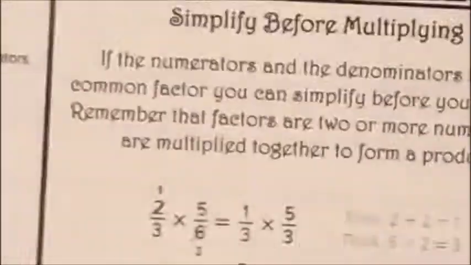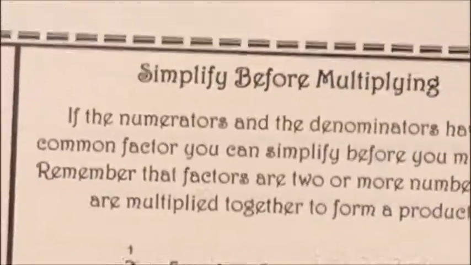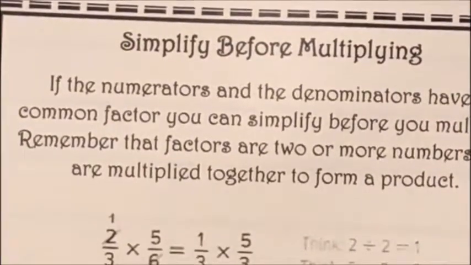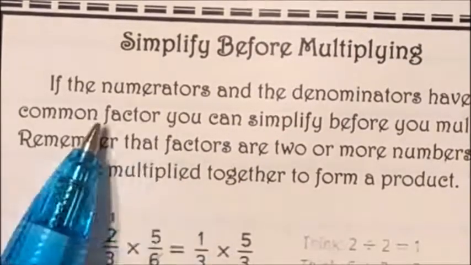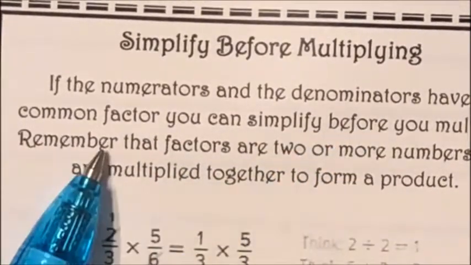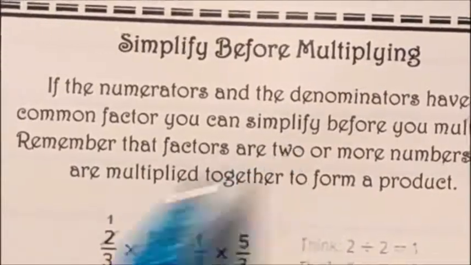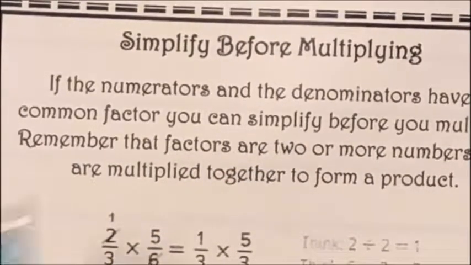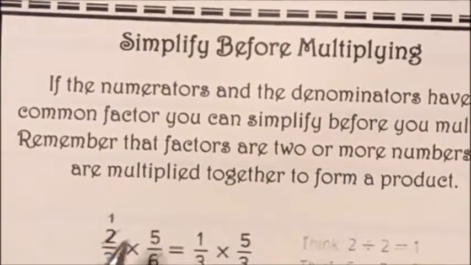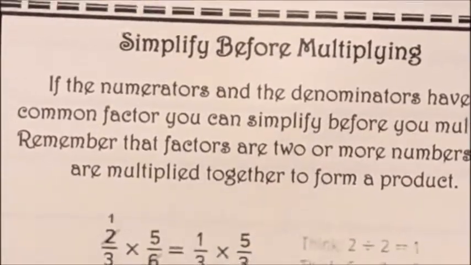Okay. You can also simplify before multiplying. So, if the numerators and the denominators have a common factor, you can simplify before you multiply. Remember that factors are 2 or more numbers that are multiplied together to form a product.